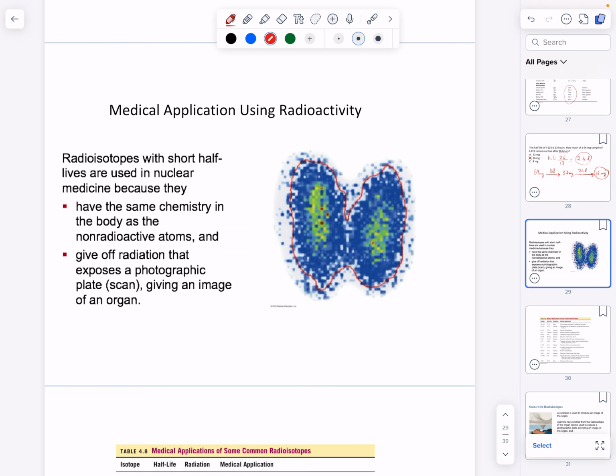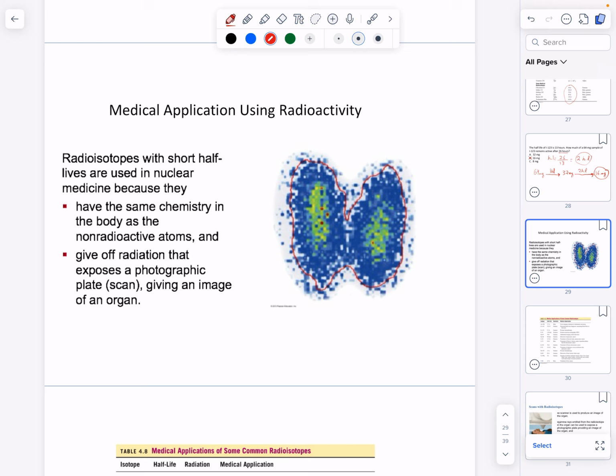Okay, now for radioactivity, we use radioactivity for medical imaging. For the people that want to be in medical imaging, I know all of you want to be nursing, but probably some of you will end up working with some imaging equipment. Some of these imaging methods use radiation, not all of them.